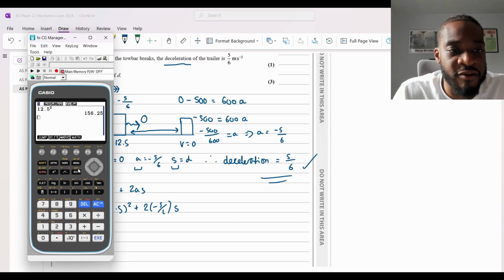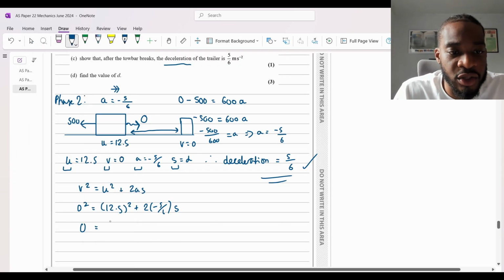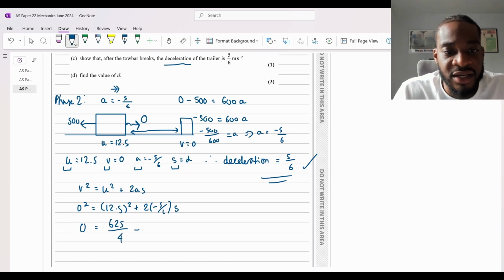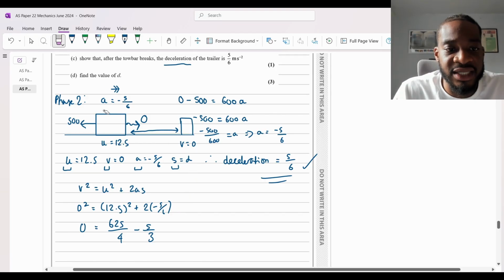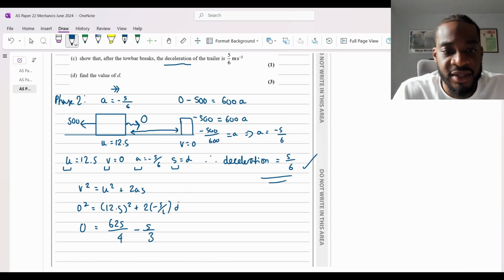156.25, or as a fraction, 625 over 4. So that's 625 over 4. That is going to be minus 2 times 5 is 10 divided by 6. That's 5/3, isn't it? 5 over 3 S. Because I've called it D, S is equal to D, I'm going to write a D instead, aren't I? Let me write D, even though it doesn't really matter.